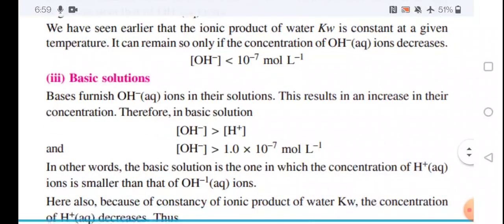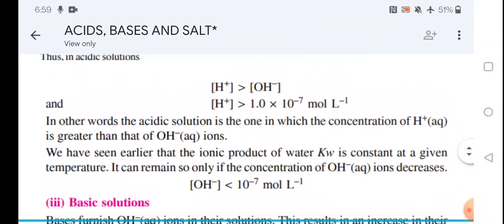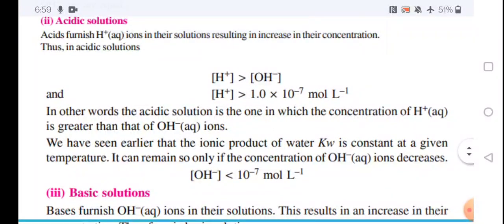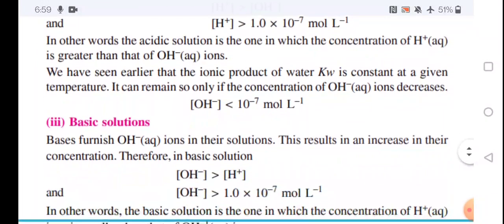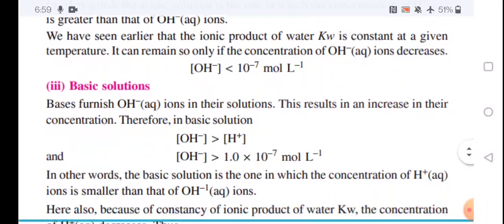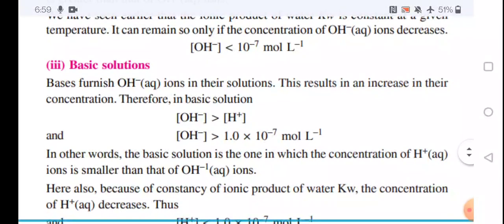Next, basic solution. It is opposite to the acidic solution. In an acidic solution, H plus is greater than OH. So in a basic solution, OH is greater than H plus. That is, the concentration of OH ions is greater than the concentration of H plus ions. That is, a basic solution is one in which the concentration of H plus ions is smaller than that of OH ions.